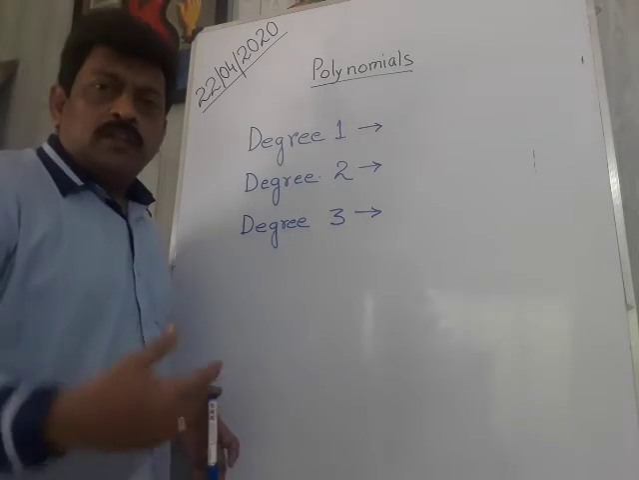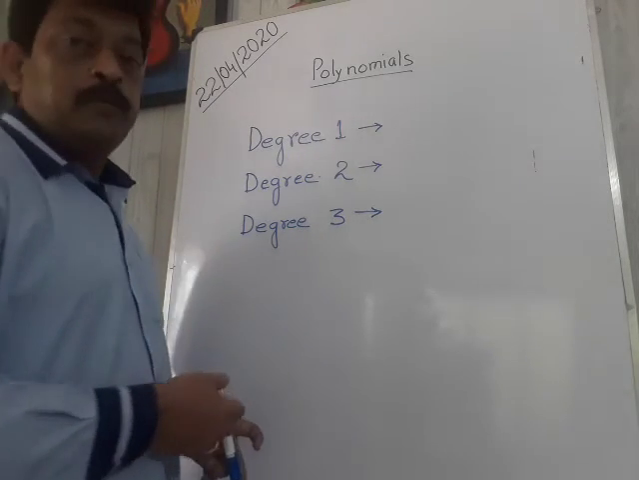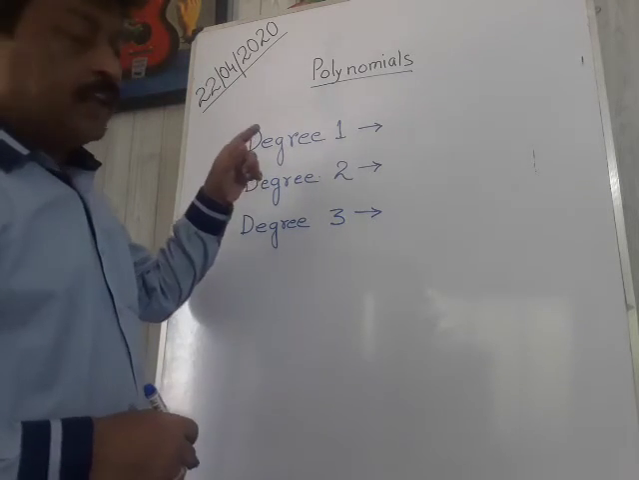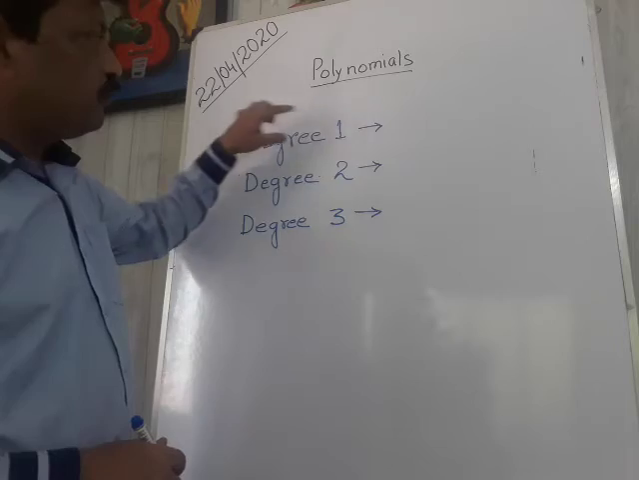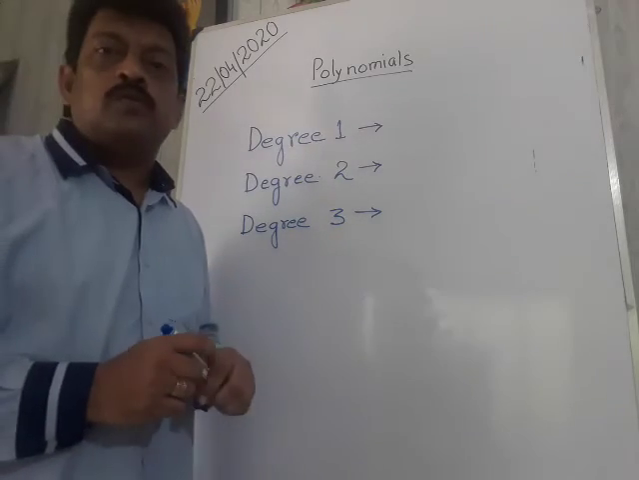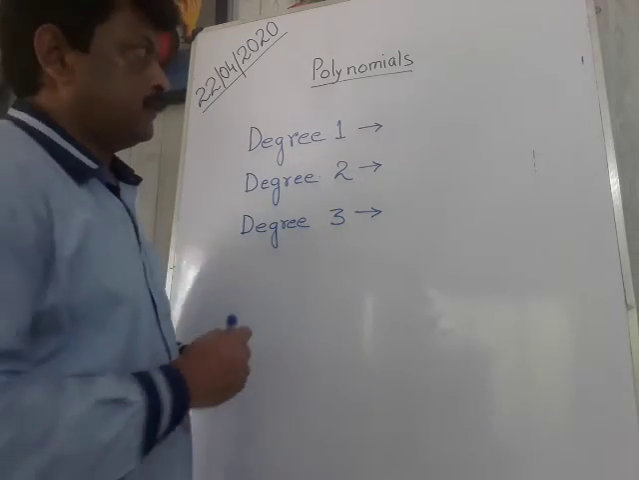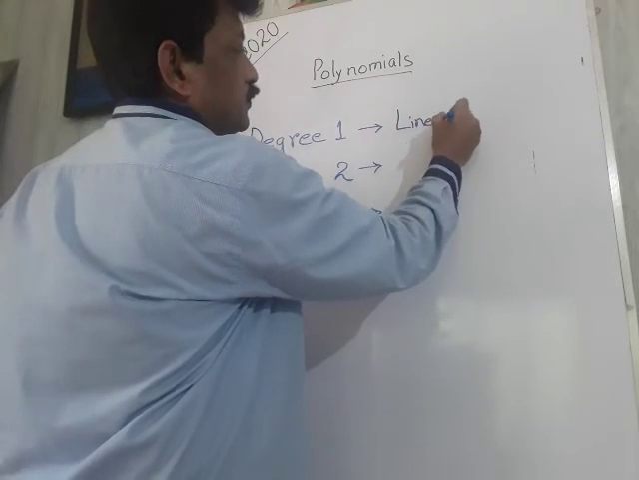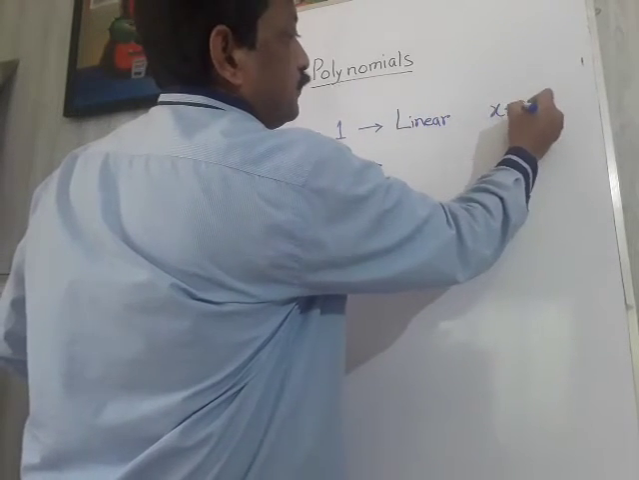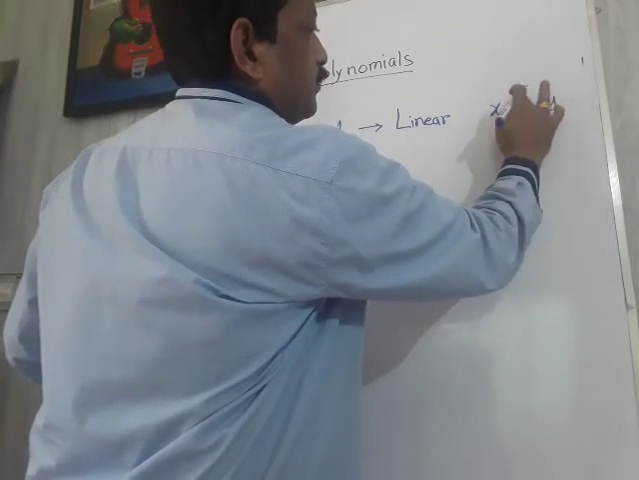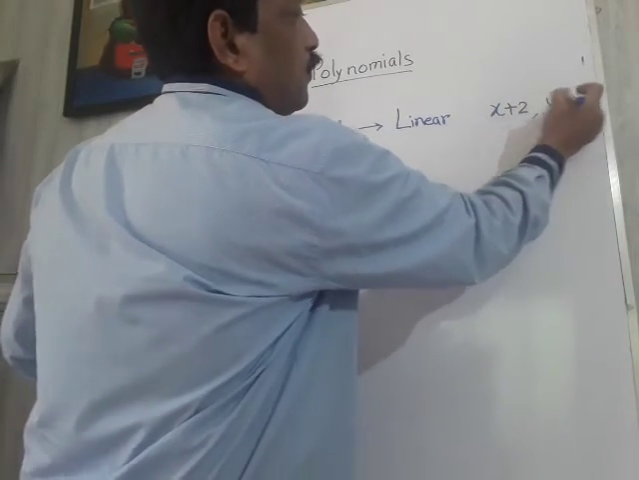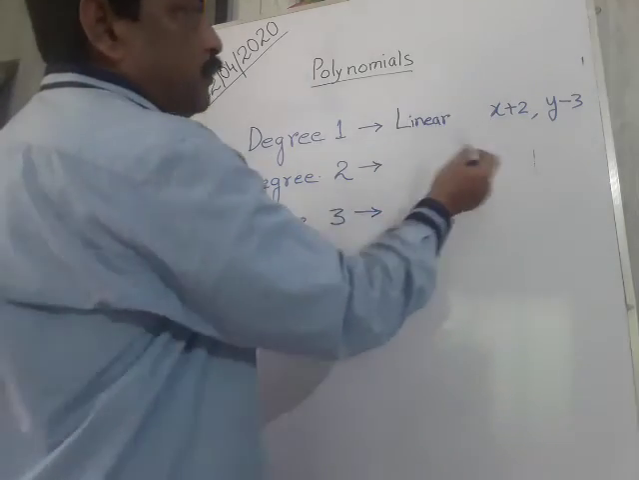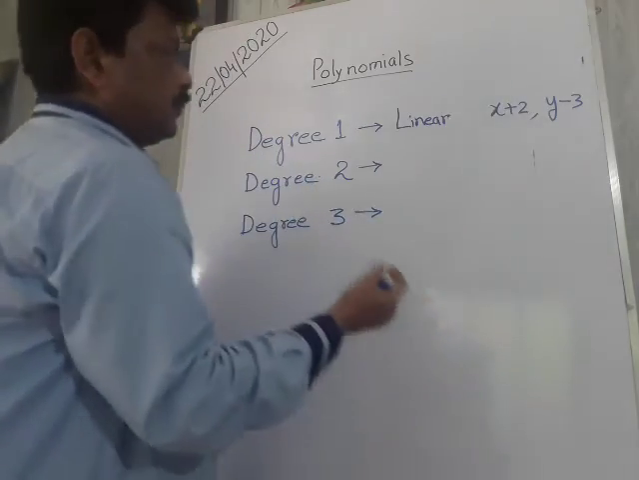Now another way of classifying polynomials is according to the degree. If any polynomial has degree 1, then that polynomial is known as a linear polynomial. It is called linear. For example, x plus 2, y minus 3, and so on. These are all polynomials having degree 1.